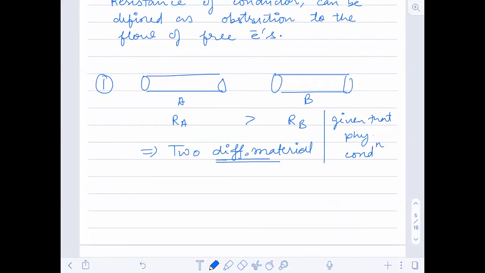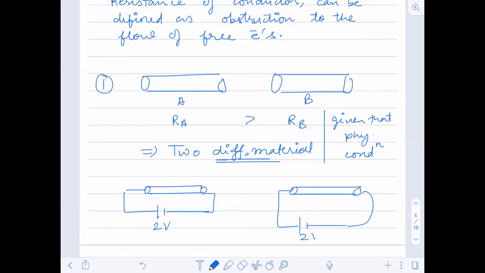Now suppose I give you an example. I have an iron rod and I have a copper rod. I connect each with a 2-volt battery. Everything is the same. This one is copper, and this one you take iron. Length is same, LCu equals LFe. Area of Cu equals area of Fe. Temperature is room temperature for both.